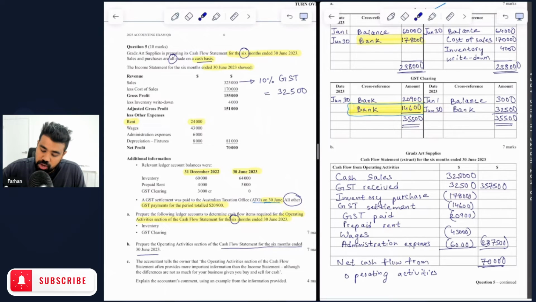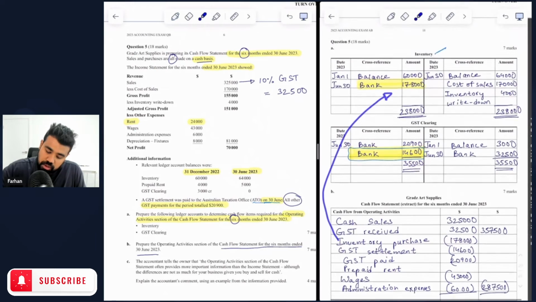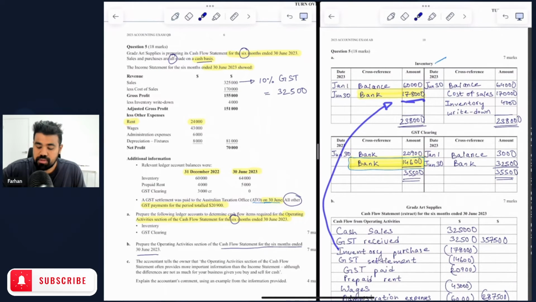Then we are including inventory purchases because the question explicitly mentions both sales and purchases to be made on a cash basis. And that is $178,000 within brackets, which refers to a cash outflow. Where did we get this $178,000 from? If you recall, we got this from the inventory missing figure when we did the ledger accounts, and that was $170,000 that we purchased, referring to the additional inventory for the period ending 30 June 2023.